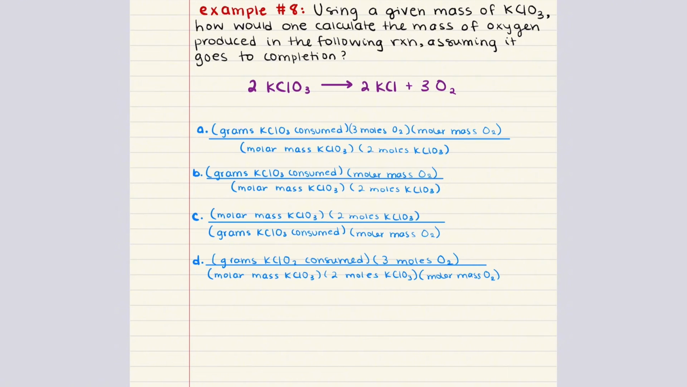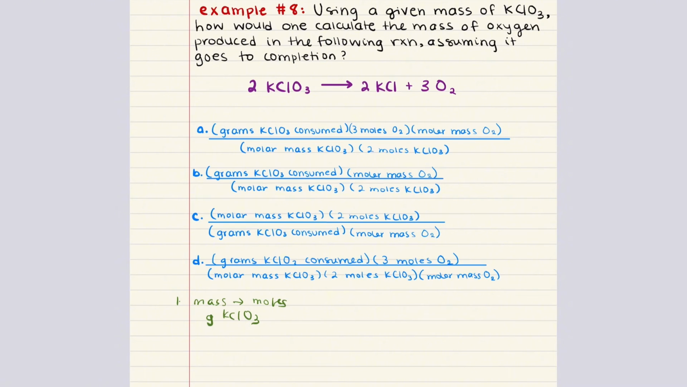Problem 8 says, using a given mass of potassium chlorate, how would one calculate the mass of oxygen produced in the following reaction, assuming it goes to completion? Now we're going to have to use stoichiometry based on the balanced chemical reaction here to accomplish this goal. Now what we're given to start off with is grams of potassium chlorate. The first thing that we're going to have to do is convert this mass into moles.